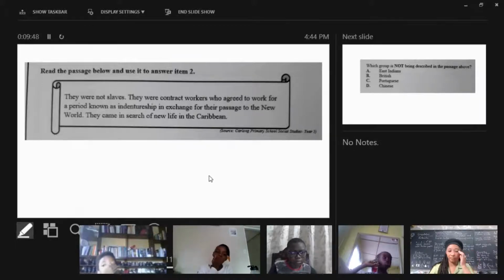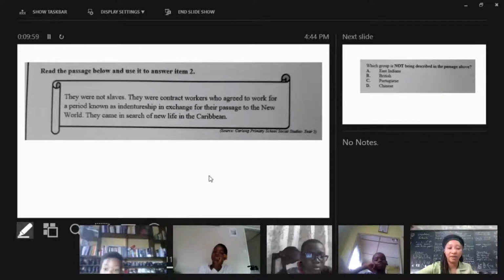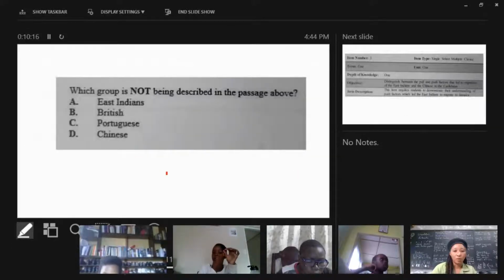All right. So Ashley says the British. Naya says the British. So this passage is talking about the indentured workers. So which, in other words, of these persons mentioned here were not indentured workers? So that would be the British, since the British were the colonizers.